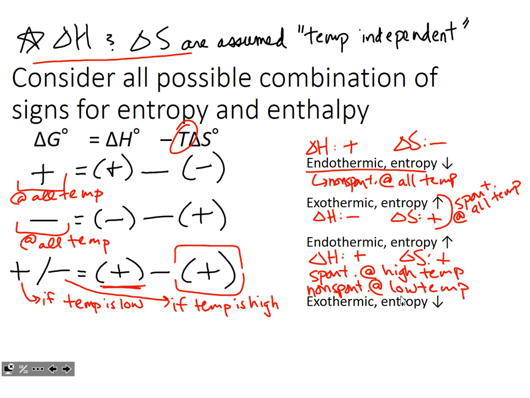And then the final one, an exothermic process, delta H is negative, where entropy decreases, so delta S is negative. Now we have a negative minus a negative. Well, what do you get if you have a negative minus a negative? Again, we have two possibilities. It can be either positive or negative.